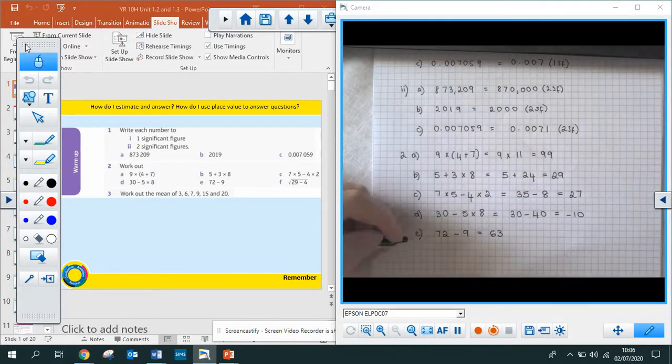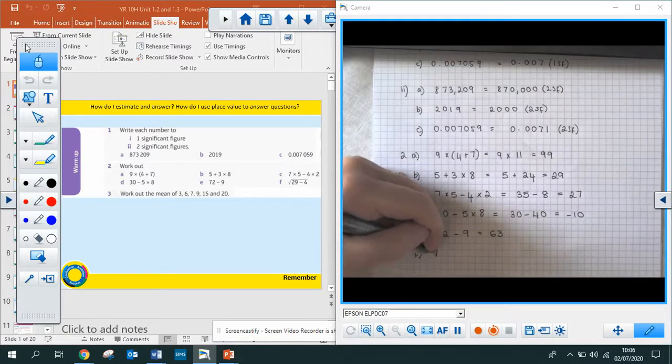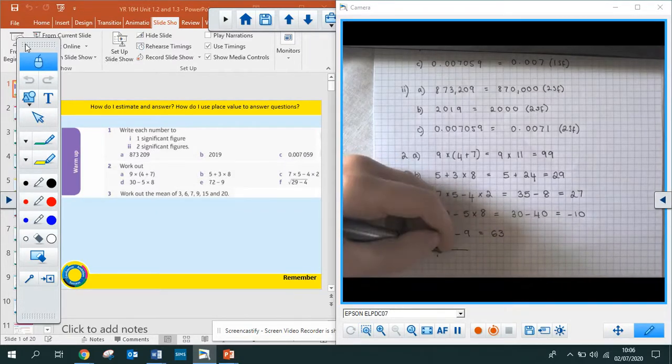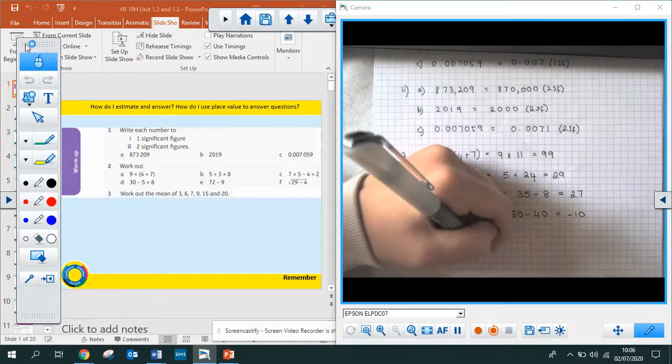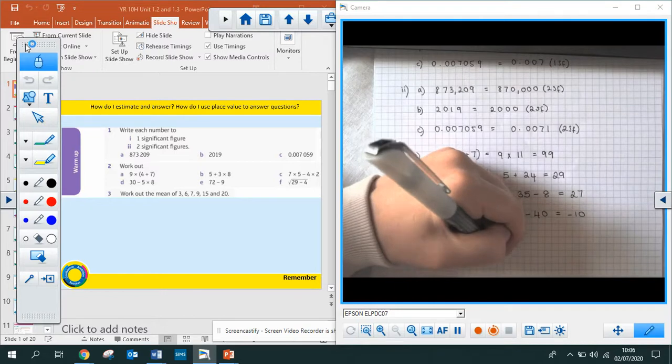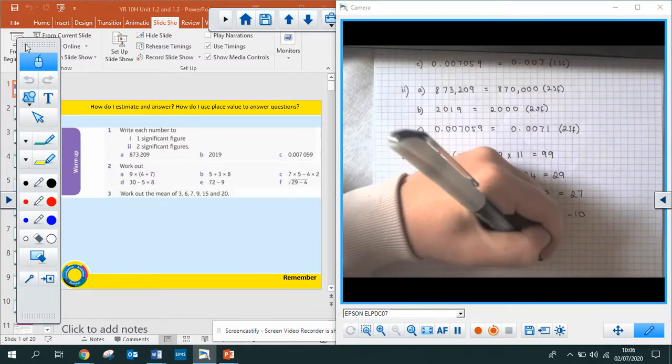Okay, and part F, we've got the square root of 29 minus 4. 29 minus 4 is 25, so it's just the square root of 25, which is 5. Okay?